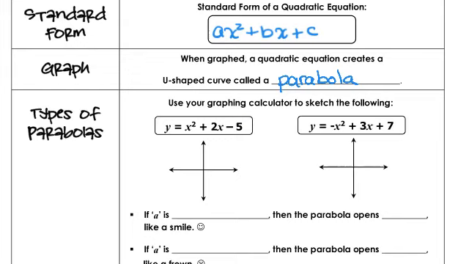So if it's been a while, let's review how to use the graphing calculator. You're going to turn it on, clear anything out, and go up to the y equals button that is just above the second function. You hit y equals, clear out any equation that's in the y1 line, and we're going to type in x squared plus 2x minus 5.